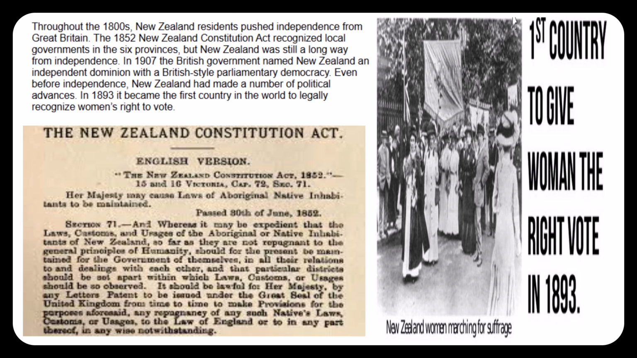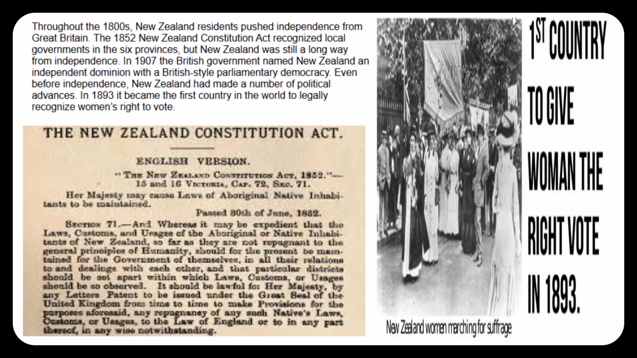Throughout the 1800s, New Zealand residents pushed independence from Great Britain. The 1852 New Zealand Constitution Act recognized local governments in the 6 provinces, but New Zealand was still a long way from independence. In 1907, the British government named New Zealand an independent dominion with a British-style parliamentary democracy. Even before independence, New Zealand had made a number of political advances. In 1893, it became the first country in the world to legally recognize women's right to vote.